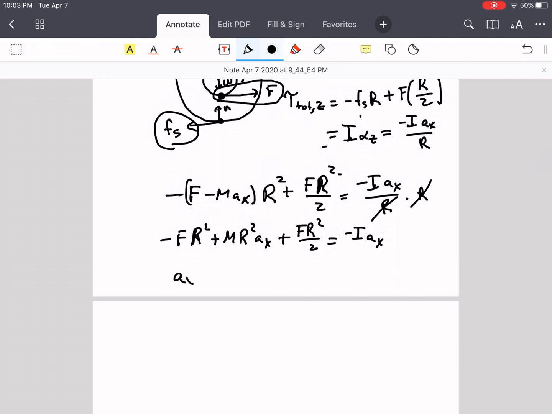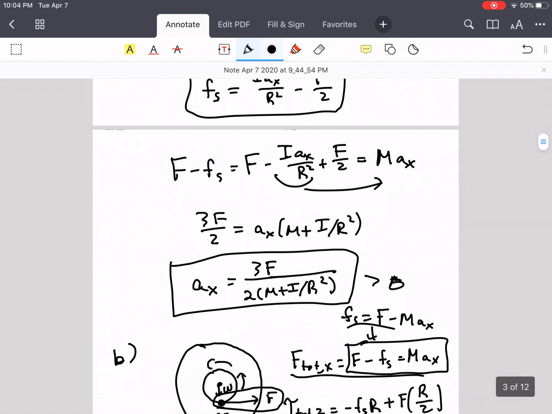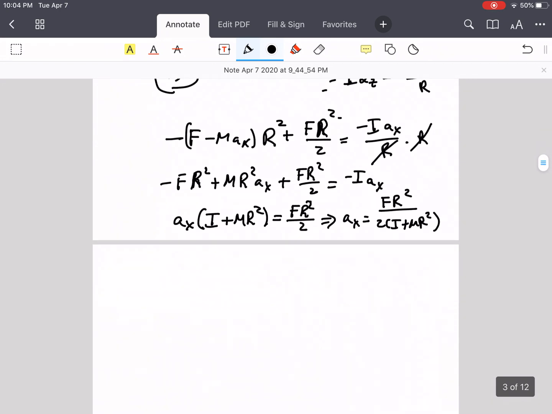I get acceleration times I plus m r squared is equal to positive F r squared over 2. And now when I solve for acceleration, it's a third of the previous value, so my acceleration now is F r squared over 2 times I plus m r squared. Previously it was 3F r squared over 2 times m, I plus m r squared. This is the same thing, just I've brought the r into a different location. But again, it's still positive. It's a little less, but it's still positive because all of those numbers are positive.